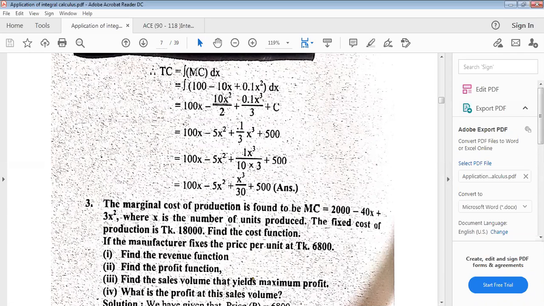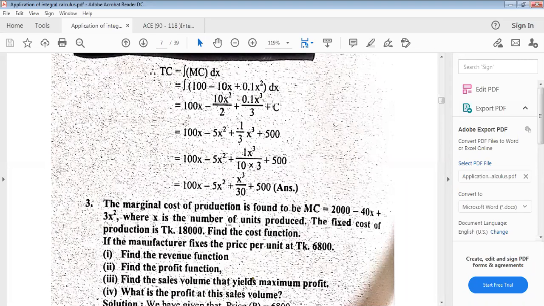Just putting the value of MC, the integral of 100 minus 10x plus 0.1x squared dx. Now taking the integration with respect to x, the first term has no variable, so it is the constant 100 times x. Now the integration of x is x squared by 2. How? By the x to the power n formula, x to the power 1 plus 1 divided by 1 plus 1, which is x squared by 2. Now for x squared, x to the power 2 plus 1 divided by 2 plus 1, that means x cubed by 3.